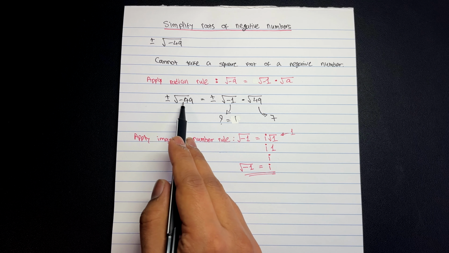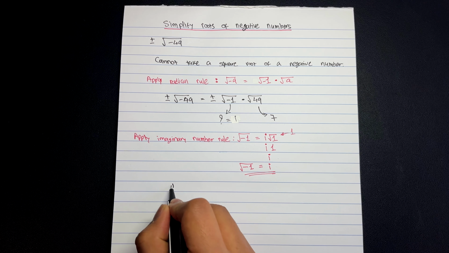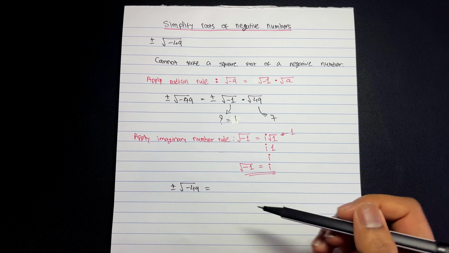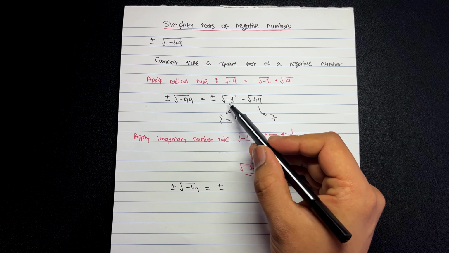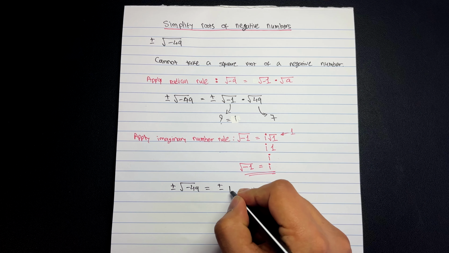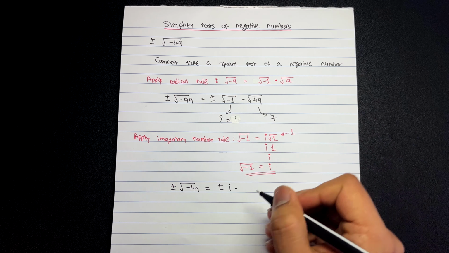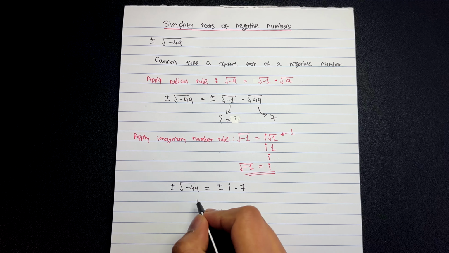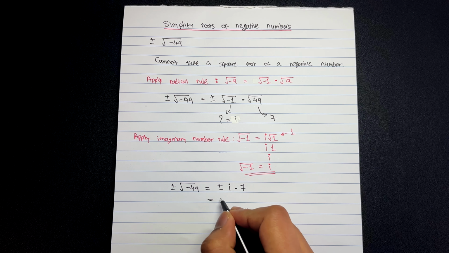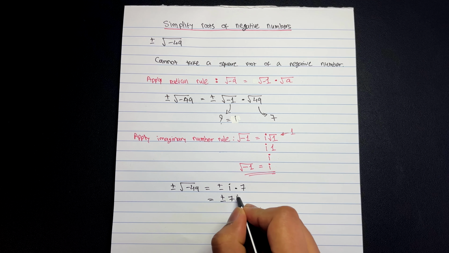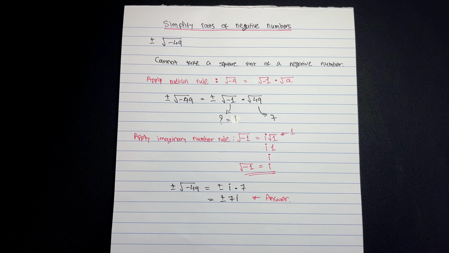Now the square root of negative 49 is equal to, we said the square root of negative 1 is just i, so i times, we said the square root of 49 is 7, so 7. And our final answer will be 7i. And this is how you simplify roots of negative numbers.